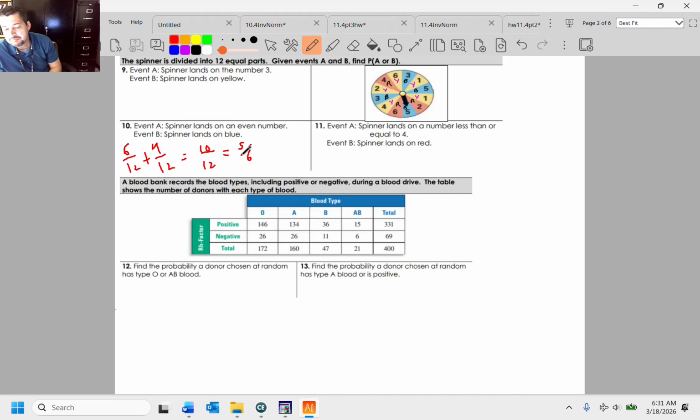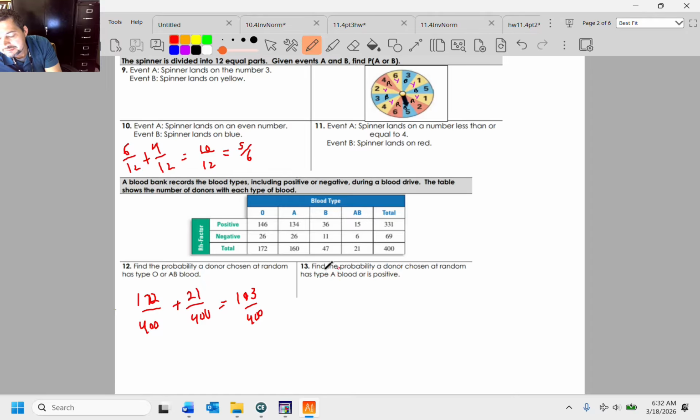A blood bank records the blood types, including positive or negative, during a blood drive. The table shows the number of donors with each type of blood. Find the probability that a donor chosen at random has type O or AB blood. So at random, we have type O or AB, and those two events don't overlap. You can't have both, right? So type O is 172 out of 400 plus AB, which is 21 out of 400. And then we just add things together. It's not rocket science. It's 193. And I don't feel that that will simplify.